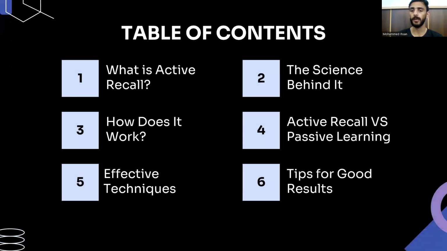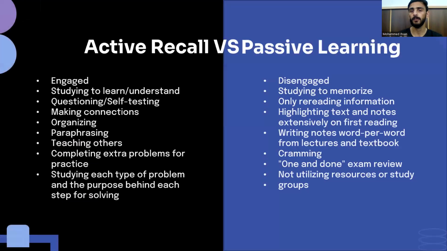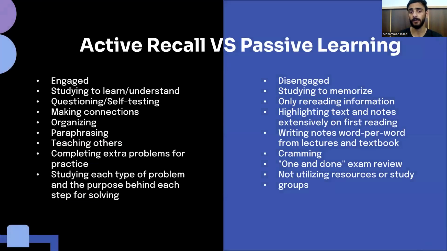After that, we're going to give a brief comparison between active recall and passive learning. So, the differences between active recall and passive learning, and why active recall is far superior for maximizing our learning potential. Active recall involves deep engagement, genuine understanding, and making connections between concepts. We actively question ourselves, test our knowledge, and organize information. Practicing extra problems and understanding the purpose behind each step further enhances our comprehension and mastery.